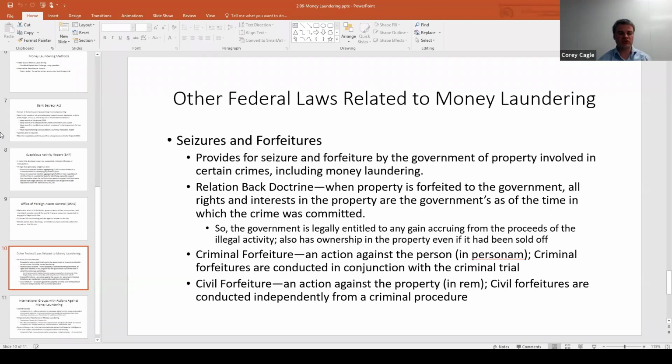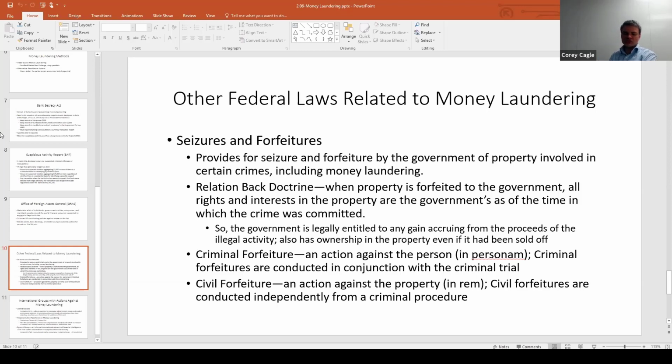There's seizure and forfeiture, lets the government take all these things that are involved in crimes. That counts with money laundering. There's the relation back doctrine. When property is forfeited to the government, all rights and interests in the property are the government's as of the time at which the crime was committed. So that gives the government entitlement to any gain that came from the proceeds of an illegal activity. So even if it had been sold off somewhere, the government actually owns it. That's called the relation back doctrine.